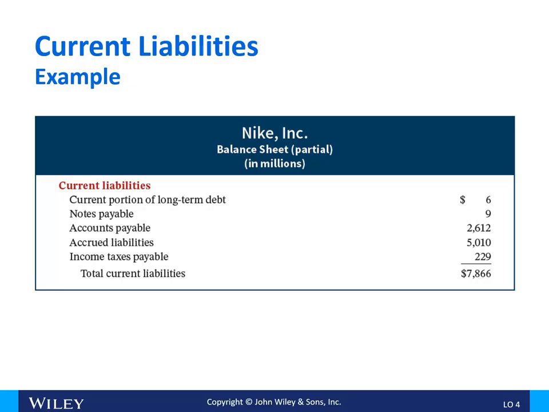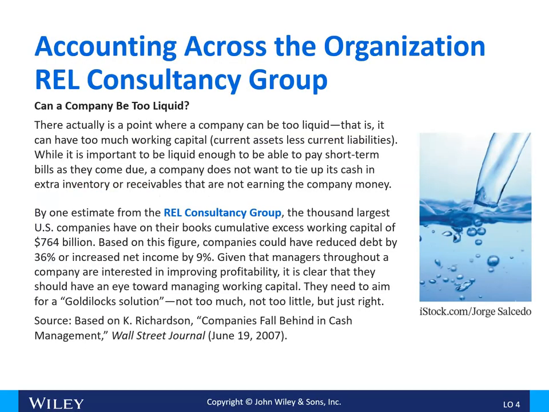Now again, it doesn't show us what their current assets are, so we don't know how liquid they are. But if we talk about liquidity, can a company be too liquid? Short answer is yes. If we have too much working capital, current assets less current liabilities, it's important to be liquid so you can pay your bills as they come due. You don't want cash tied up in extra inventory or extra receivables that aren't earning the company money.